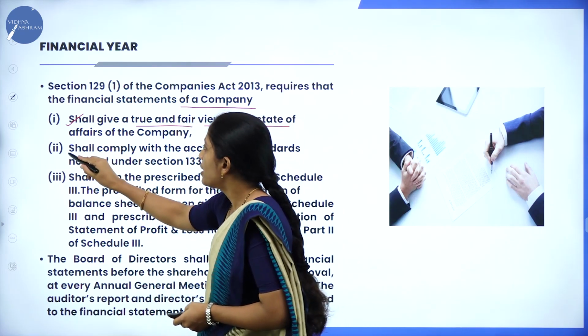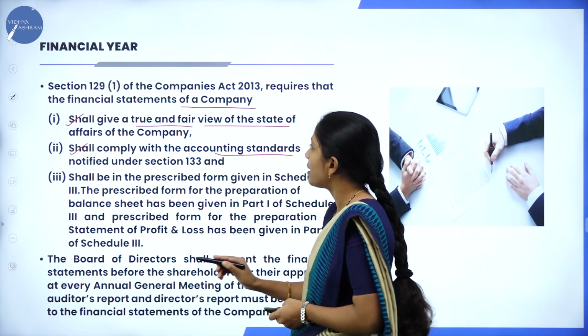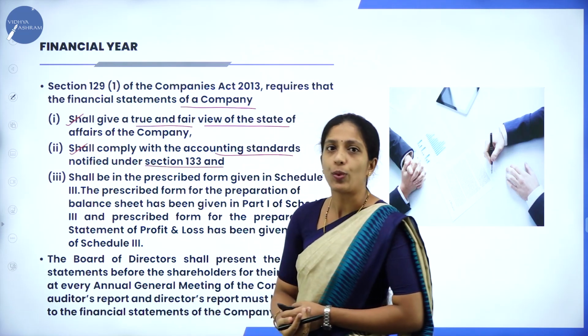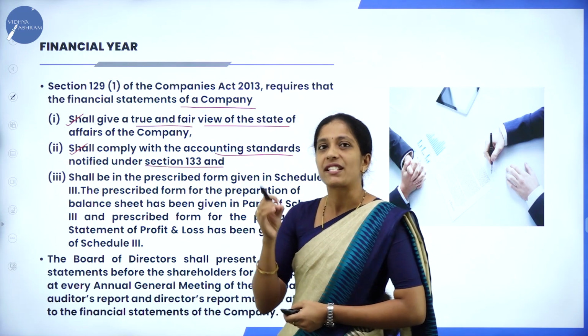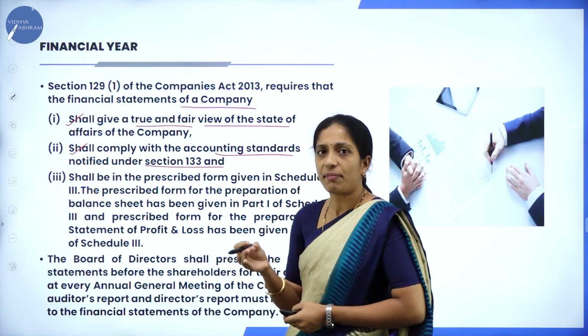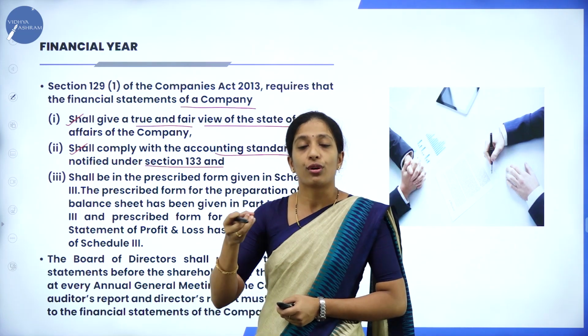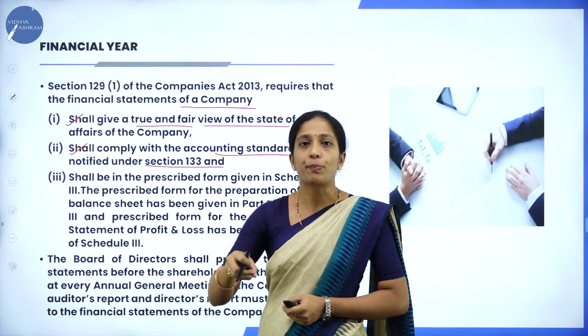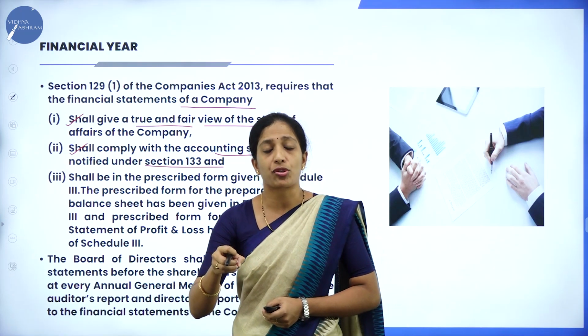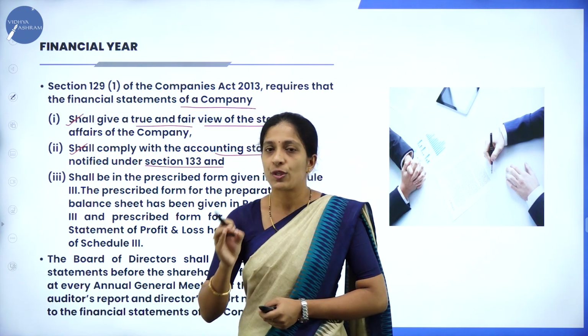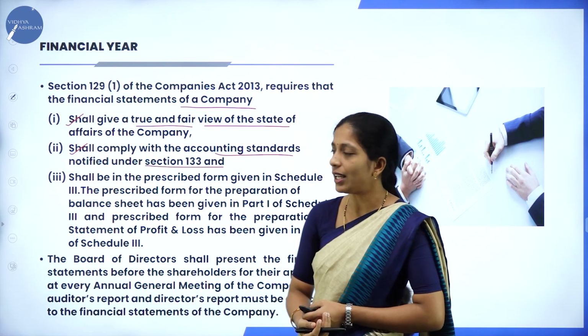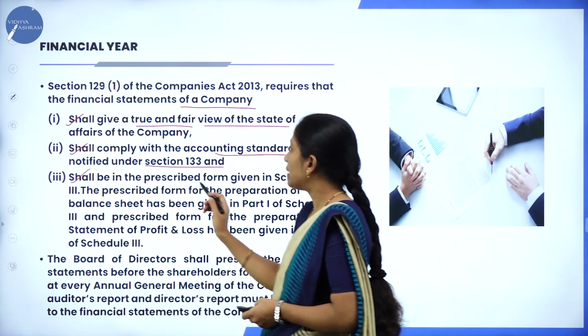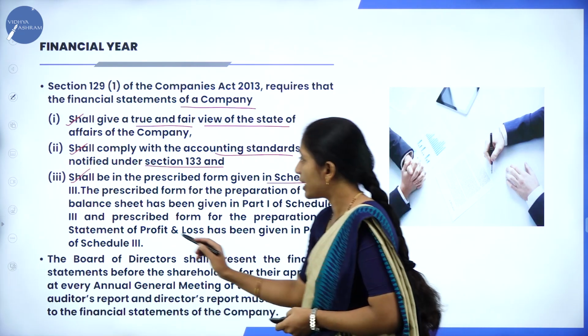And the next one is that it shall comply with the accounting standards notified under Section 133. So as per Section 133, they have mentioned the accounting standards. The financial statement should be prepared by taking into consideration all the accounting standards mentioned under Section 133. Next is that it shall be in the prescribed form given in Schedule 3.